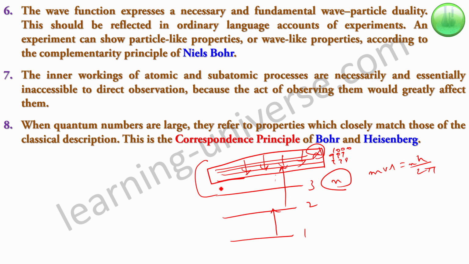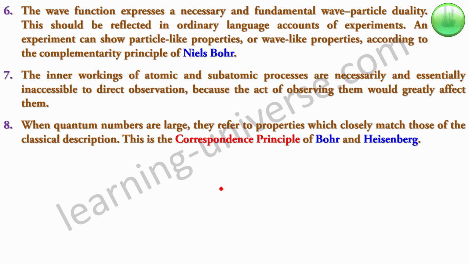So that was the basic introduction to quantum mechanics. We talked about a lot of philosophy here. We talked about how quantum mechanics and classical mechanics differ and how they merge for higher values of n. We talked about the Copenhagen interpretation. So this was the basic idea about quantum mechanics.